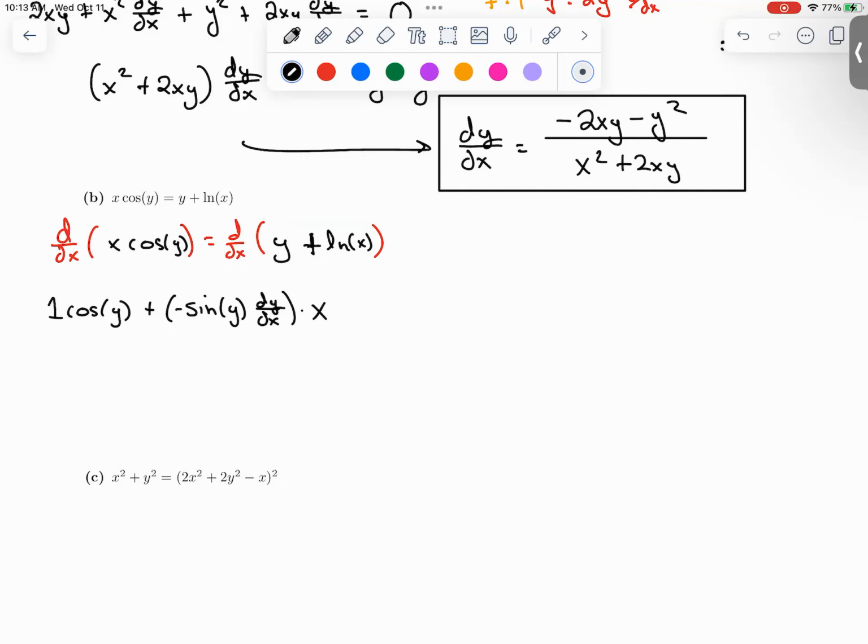That's just the left-hand side of the equation. So f prime, the derivative of x, is 1 times g, which is cosine y, plus g prime. The derivative of cosine of y: the outer function is cosine, the inner function is y. So the derivative of cosine is negative sine. That's why it's negative sine of y times the derivative of y, which is dy/dx. And that's why I put it in parentheses. That's g prime times f. And then on the right-hand side, the derivative of y is dy/dx.